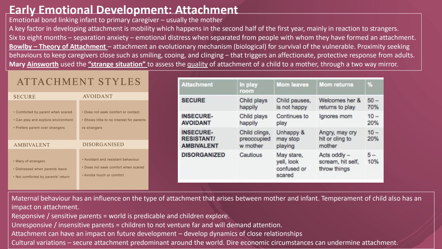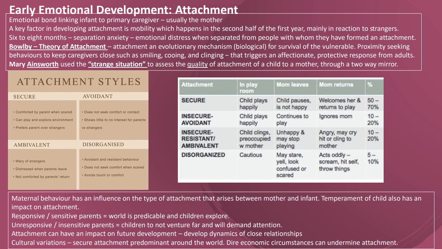And a disorganized attachment style is a child who's very cautious, and when the mom leaves, may look very confused or scared, and when the mom comes back, acts very oddly, screams, hits themselves and throws things. So what Mary Ainsworth did was she identified these different qualities of attachment and she named them as these particular styles. So I hope that's clear.